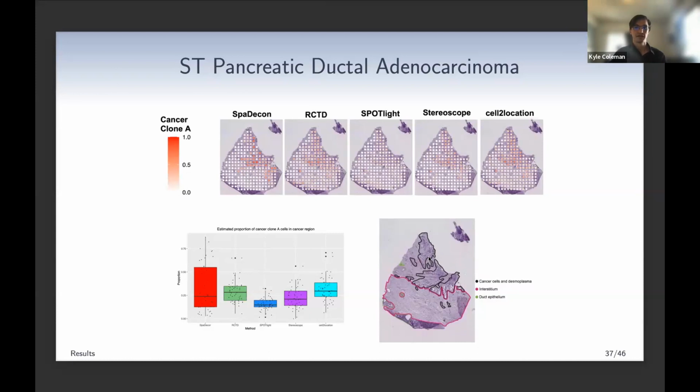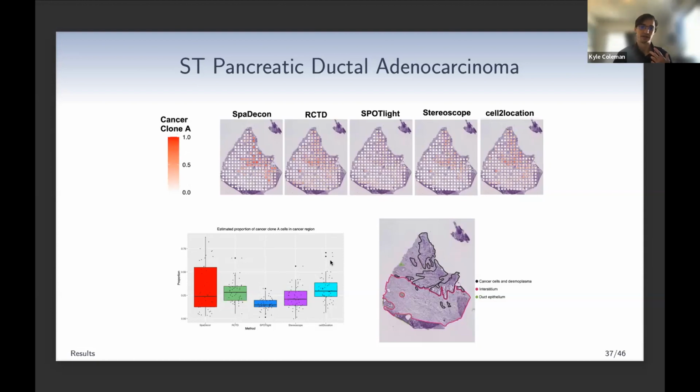So what we would expect to see for this tissue section is high proportions of cancer cells within the cancer region, and again, low proportions elsewhere. In the scRNA-seq reference data set that we used, there was a cell type labeled as cancer clone A, and this was the only cancer cell type present in this data set. So we would expect to see high proportions of this cell type within this black region here. And we can see that the pattern of SpaDecon for the distribution of cancer clone A cells very closely matches where we see the cancer cell rich region annotated by the pathologist.